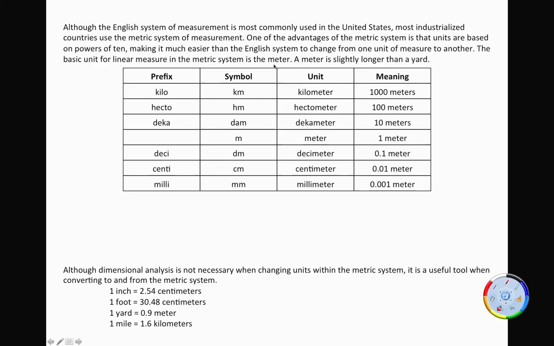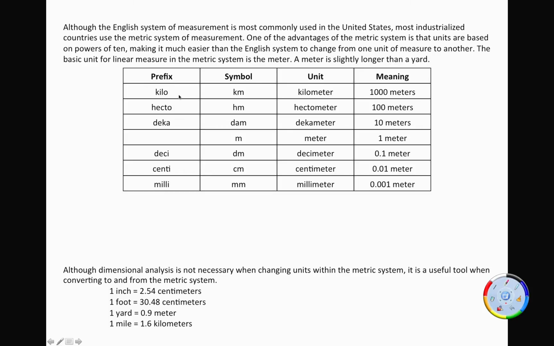Right? That's one reason we have such a reluctance to change over in this country, because if someone tells me that the gas station is 500 meters up the road, I'm like, what? How far is the gas station? Oh, you mean about 500 yards? Right? So a meter is slightly longer than a yard.